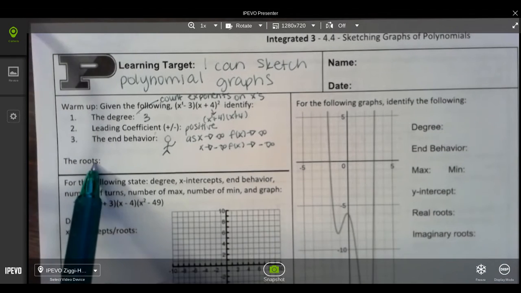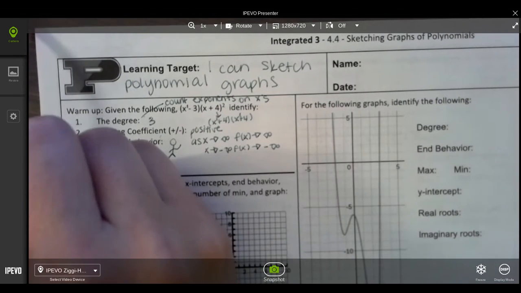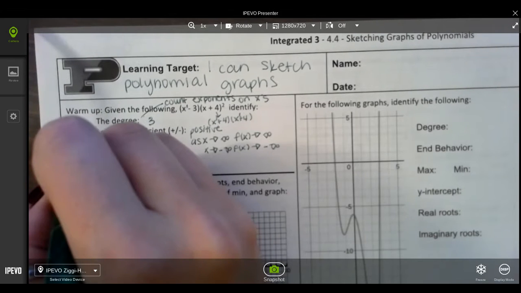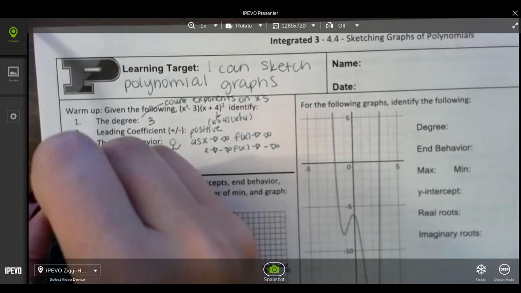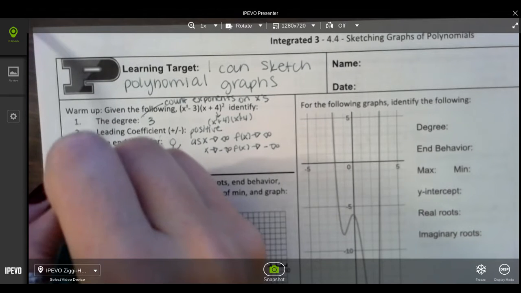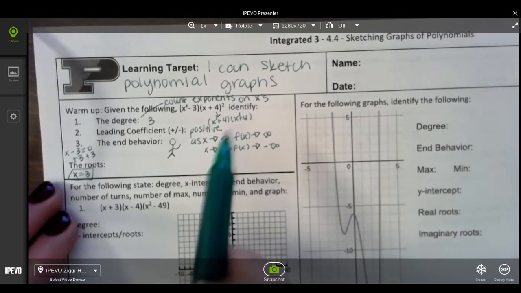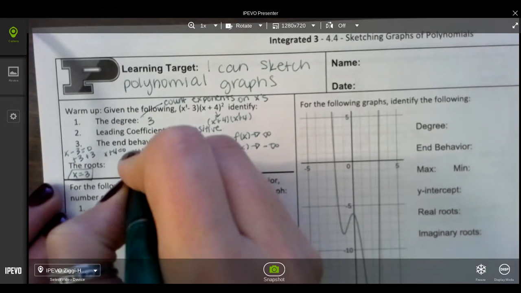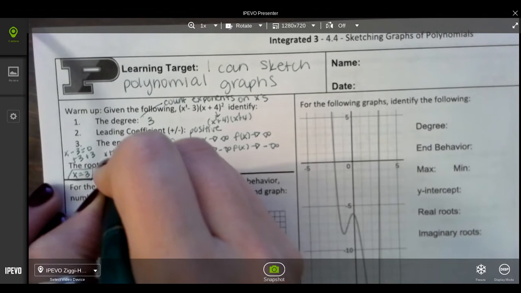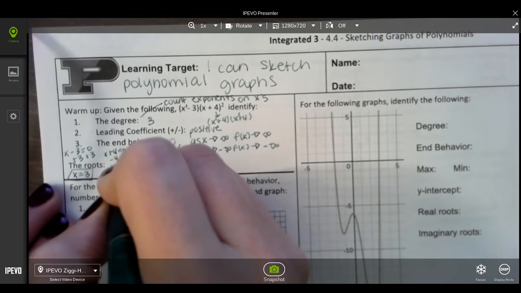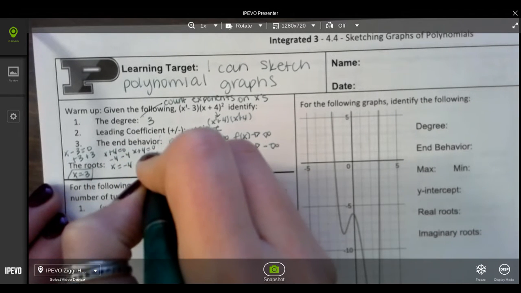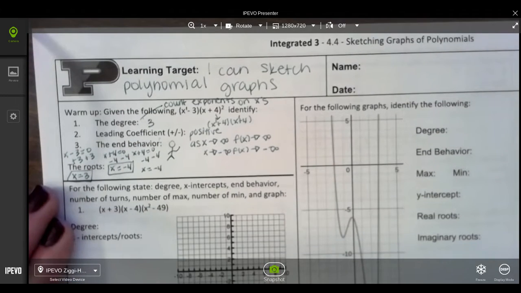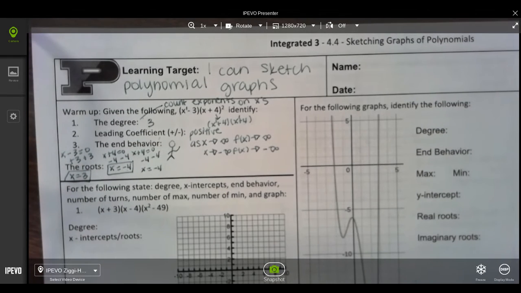Okay. My roots, I set each of these equal to 0. X minus 3 equals 0. We've got to add 3 to both sides. So one of my roots is x equals 3. And then set this equal to 0. X plus 4 equals 0. And x plus 4 equals 0. Subtract 4 from both sides. X equals negative 4. I only need one of them because that means it's a bounce since there's 2.